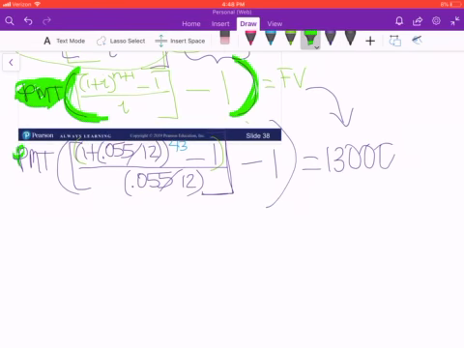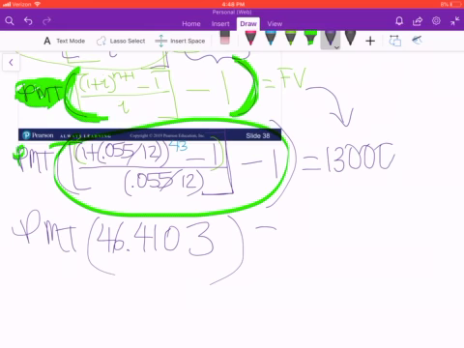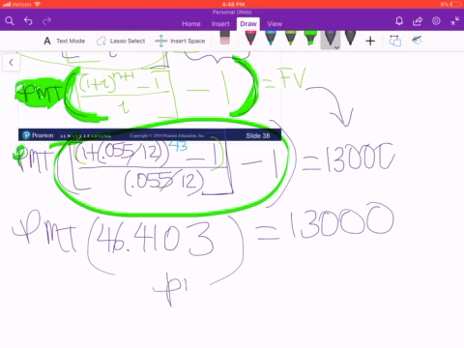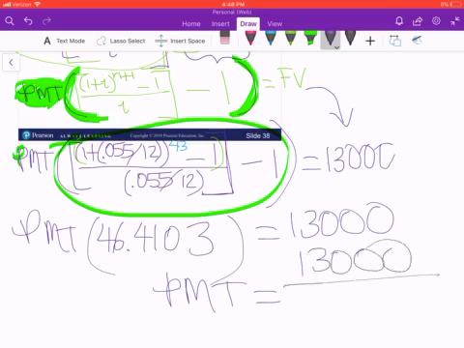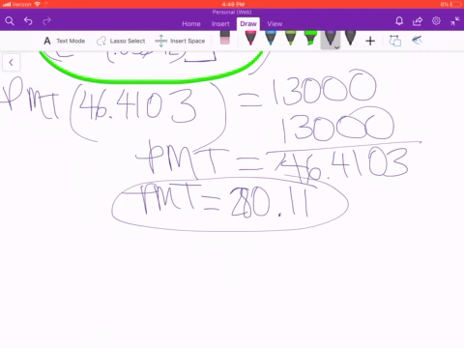Now, if we calculate all of this in the calculator, we still don't know what the payment is. But we know that from that calculation, we're going to get 46.4103. And here we have 13,000. So that number in parentheses is obviously multiplying to the payment. So if I want to solve for payment, I will have to take that quantity across. And instead of multiplying now, it will be dividing. So 13,000 divided by 46.4103. And so that will give me a payment of approximately $280 with 11 cents. And so that will be the answer for our last problem.